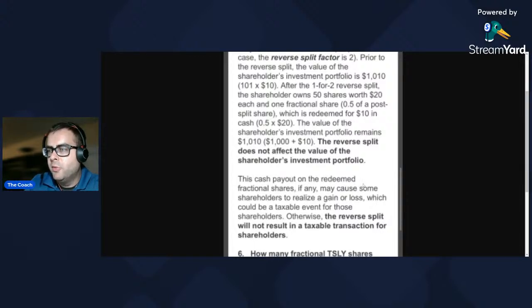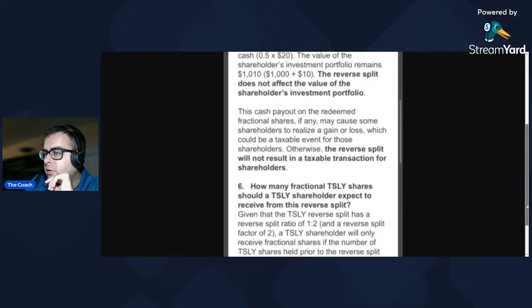The cash payout on the redeemed fractional shares, if any, may cause some shareholders to realize a gain or loss, which could be a taxable event for those shareholders. Okay, this is something good I actually didn't mention already. The cash payout on any redeemed fractional shares, if any, does happen in reverse splits. The fractional shares can end up being sold for cash. So if there's any, it may cause some shareholders to realize a gain or a loss, which would happen, right? If you do sell, you're going to have, in this case, more than likely a loss for a lot of us, which could be a taxable event for those shareholders. Otherwise, the reverse split will not result in a taxable transaction for shareholders.